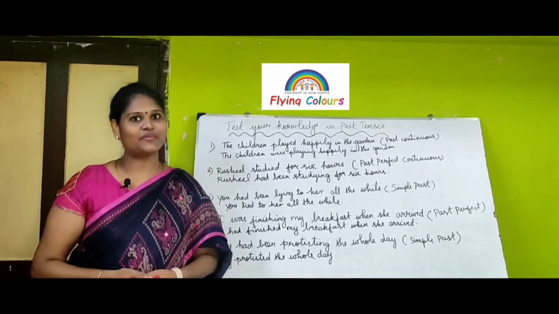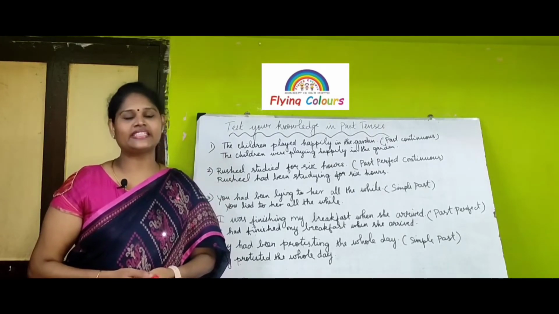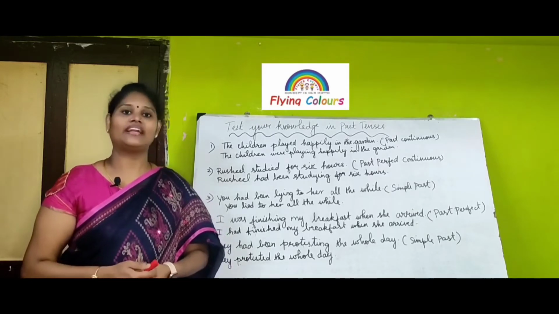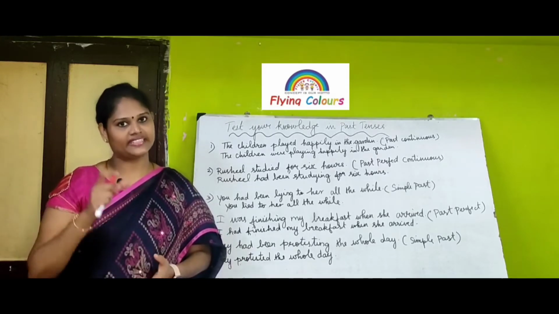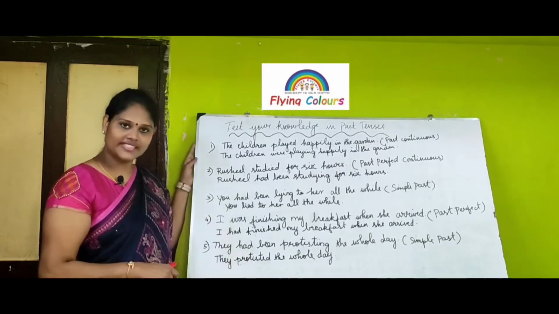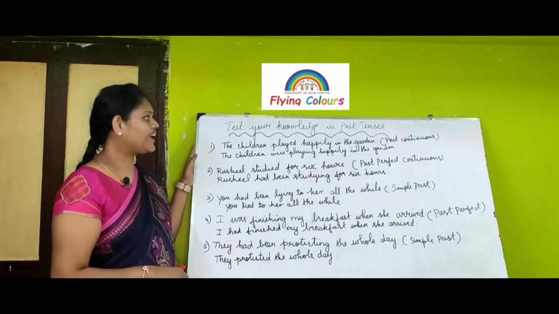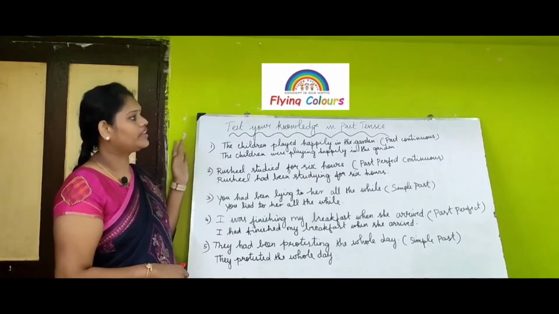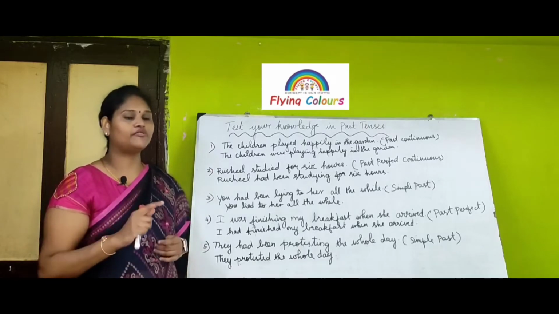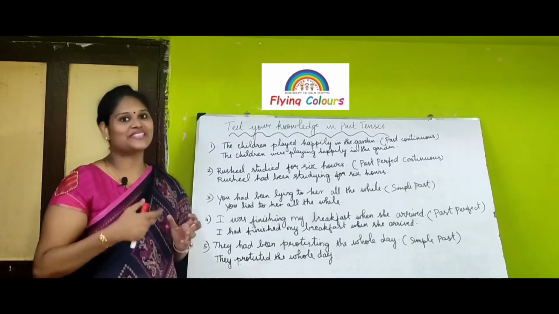In your public examinations, they may give you some sentences and the topic would be rewrite as directed. Under this rewrite as directed section, you may get these sentence patterns. The first sentence is, children played happily in the garden. What is given in the bracket? Past continuous tense. So you have to convert this sentence into past continuous tense.